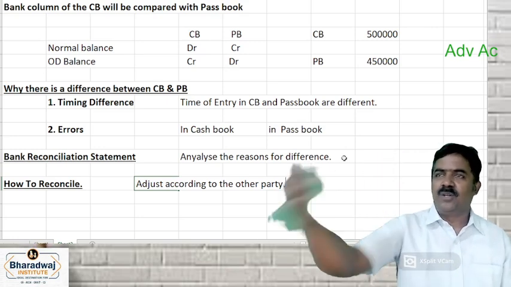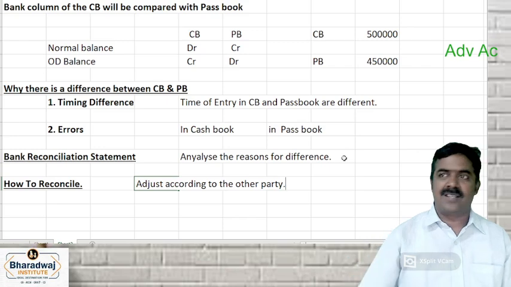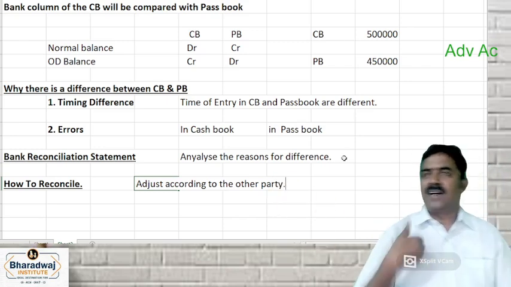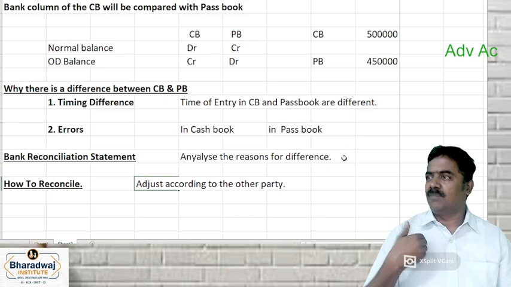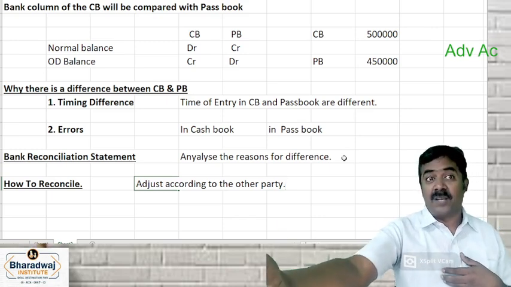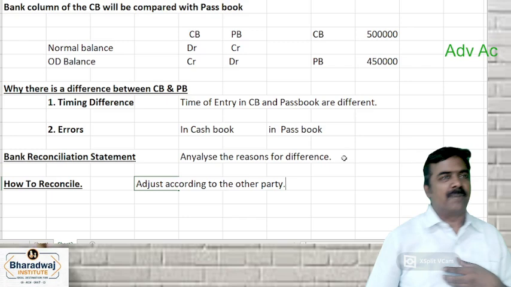Let us assume you are the customer, I am the banker. You are preparing the reconciliation statement. Balance as per cash book is 5 lakh. When will balance as per passbook come? When you adjust according to me, my balance will come. Simple. Let's assume you are the customer preparing the BRS. Balance as per cash book is the starting point.